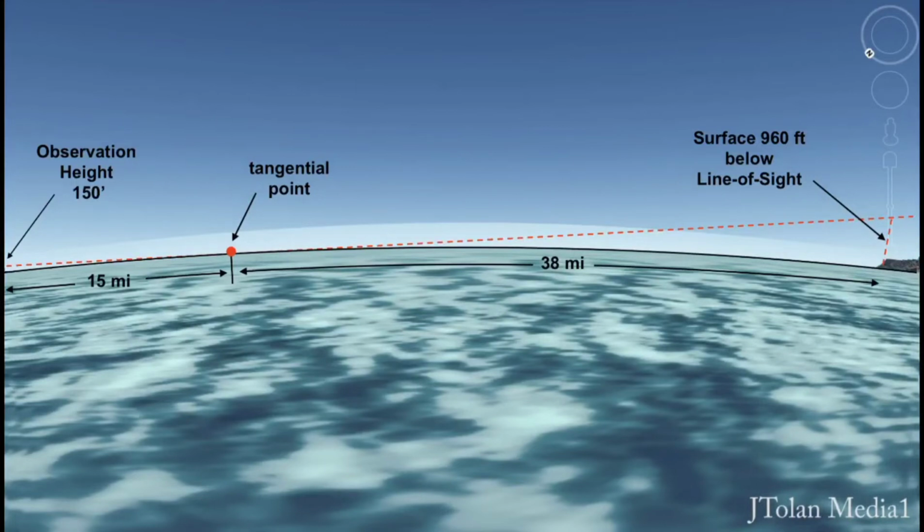That means if we assume straight line propagation, the curvature of the Earth seems to not be effective in hiding objects as we see in this graphic. So I took my time-lapse from about 150 feet elevation. The tangential point to the surface is 50 miles out. And then out to that tip of the island, about 38 miles. Well, if the Earth was curved, the surface should have dropped 960 feet below line of sight.